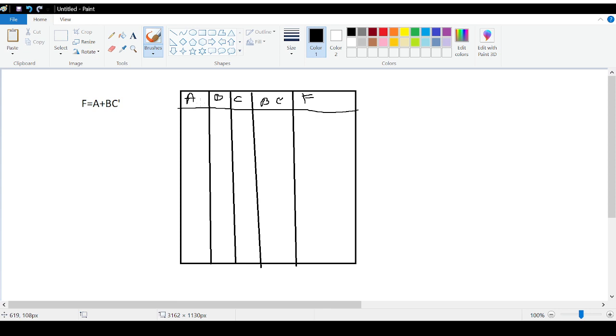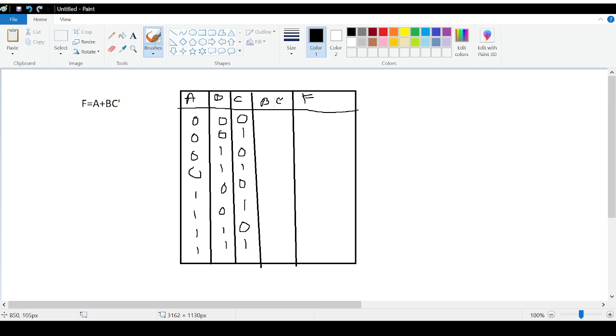What are they going to be? 0, 1, 0, 1, 0, 1, 0, 1. And then 0, 0, 1, 1, 0, 0, 1, 1. And then 0, 0, 0, 0, 1, 1, 1, 1. Okay, there are going to be 8 combinations.